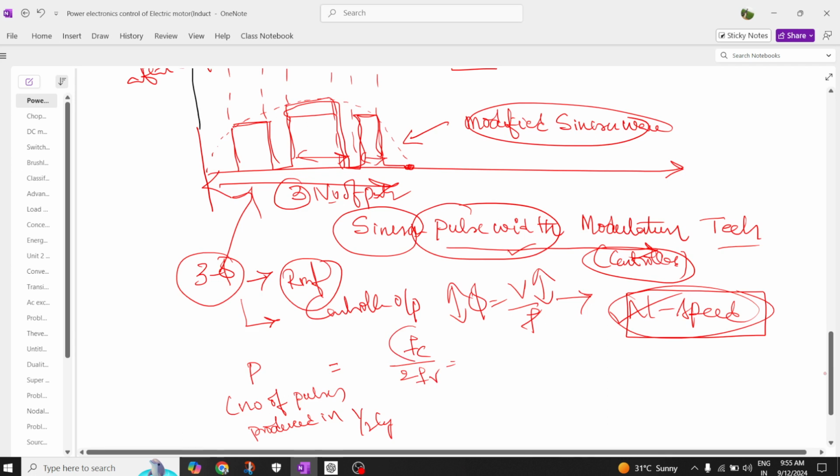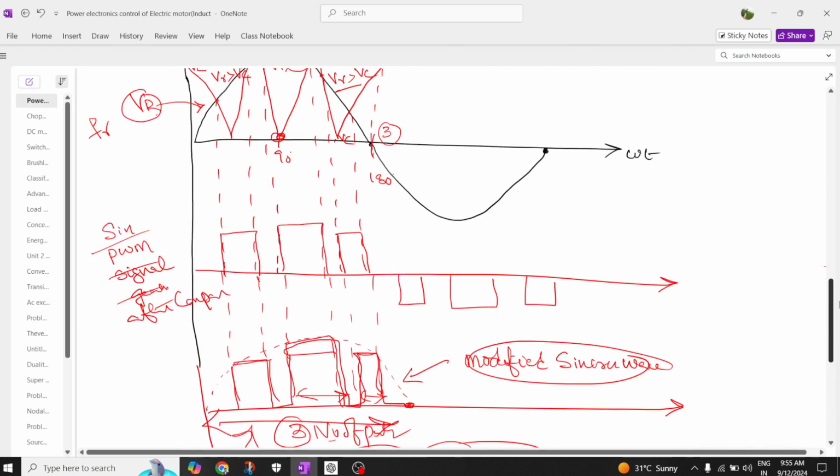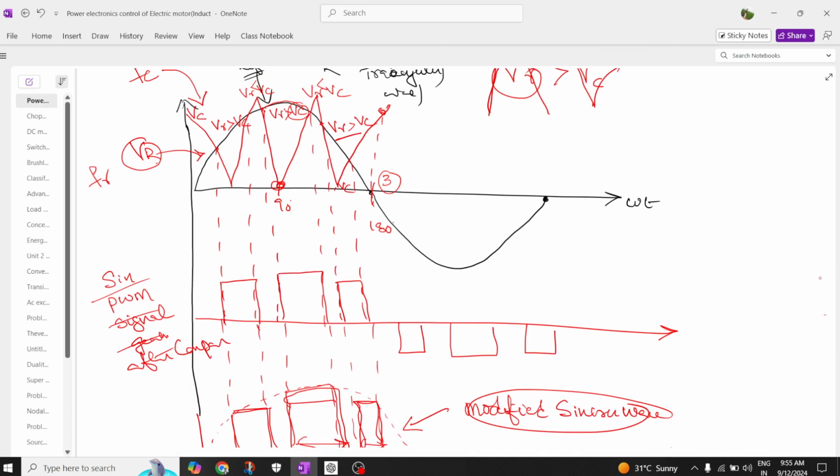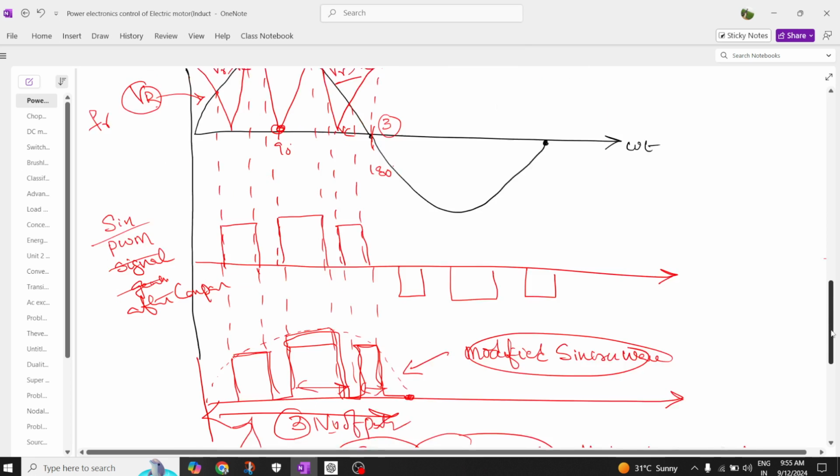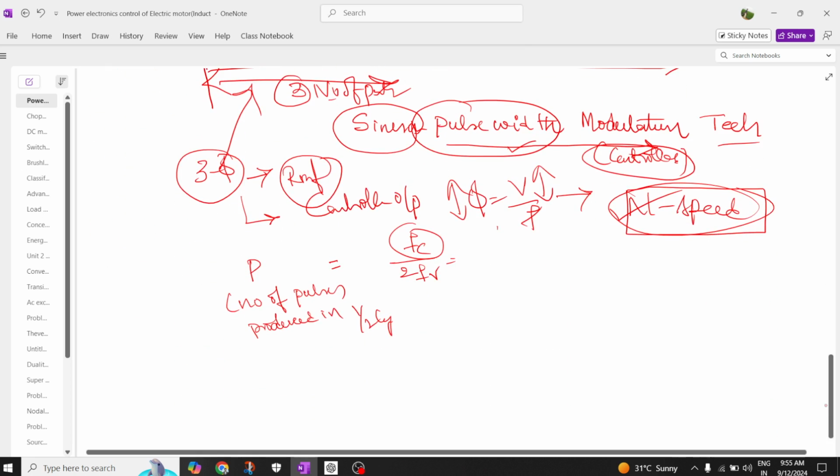When you see this carrier frequency, how many carrier waves are there? How many triangular waves are there? 1, 2, 3, 4, 5, 6. So the carrier frequency, I'm going to write down, is 6 times that of the reference. For one reference, how many carriers? This reference is nothing but a sinusoidal. For one cycle, how many triangular waves are there? 6 triangular waves are there, divided by 2 into Fr.